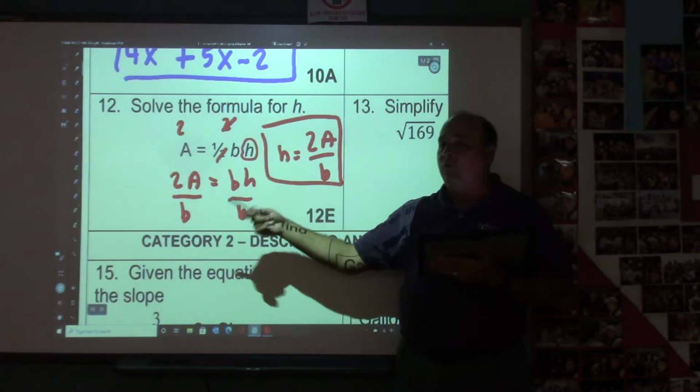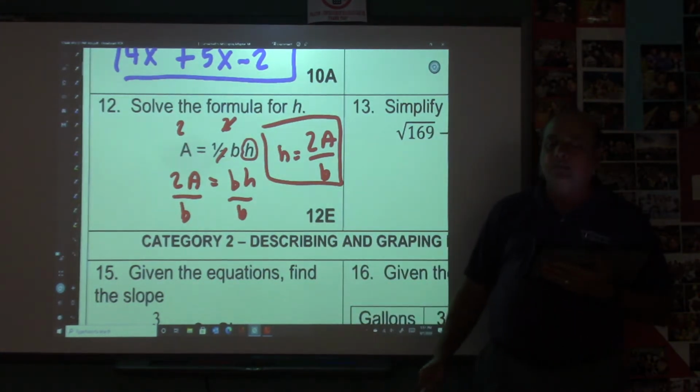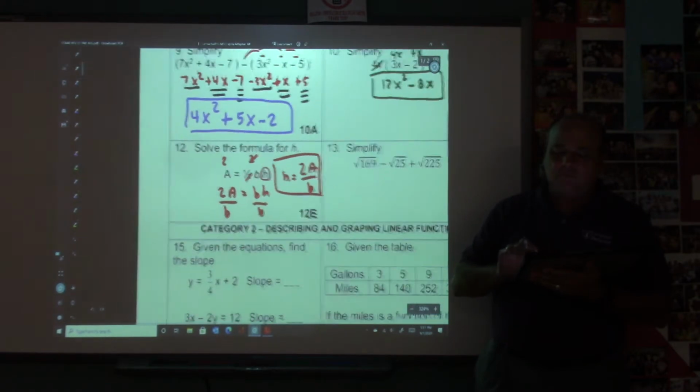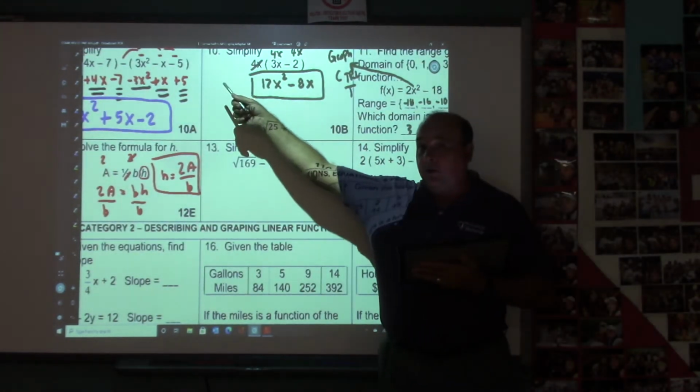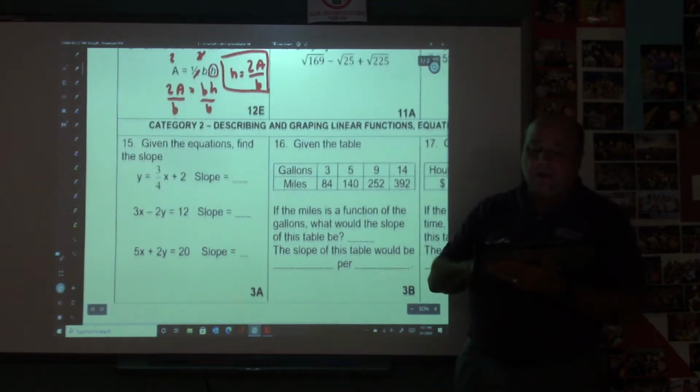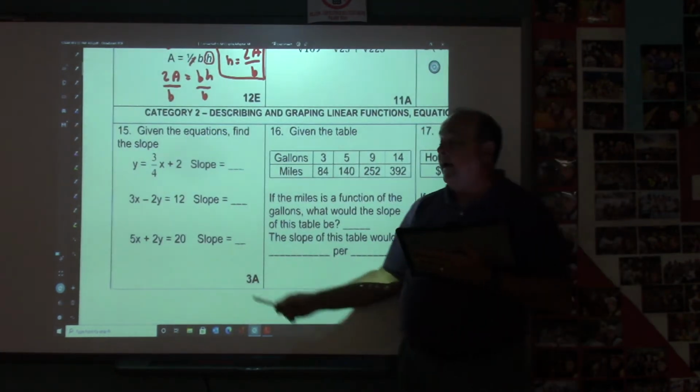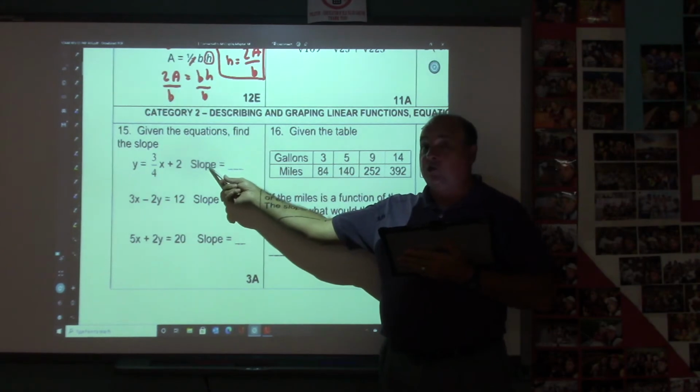This is about the level you'll get on your STAR test, okay? It won't be that difficult. 13, you can punch this in a calculator. 14 is very similar to that one. You should be able to do that. Let's go down to here. Okay, I'm only going to do a couple of these. Y'all should know the slope from this.